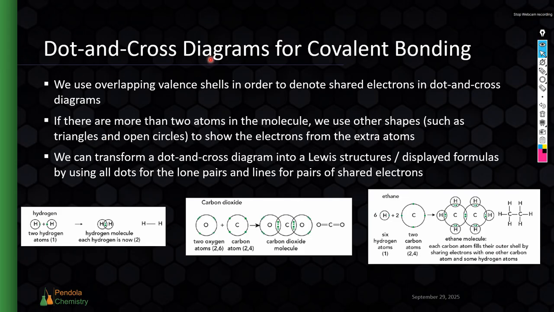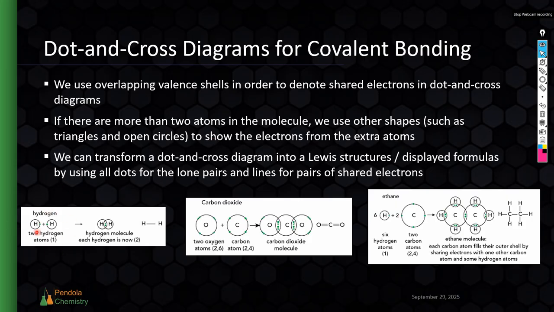When we're doing dot and cross diagrams for covalent bonding, one of the things that you'll notice is that we'll show the bond itself as an overlapping of the valence shell, overlapping of the energy levels, in order to denote that the electrons in that overlap are being shared. Now, in some cases, we can have molecules where we have more than two atoms, and I will show you an example later on. But in the case where we have a molecule where there are more than two different types of elements, we can use other shapes such as triangles or open circles to show the electrons from the extra atoms.